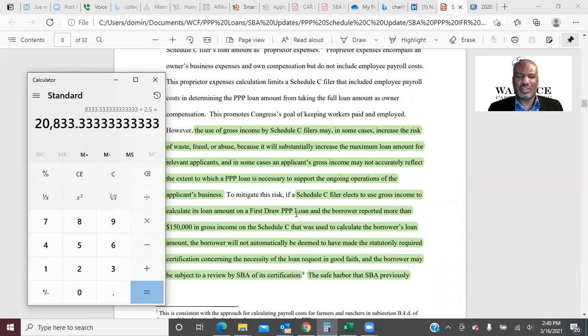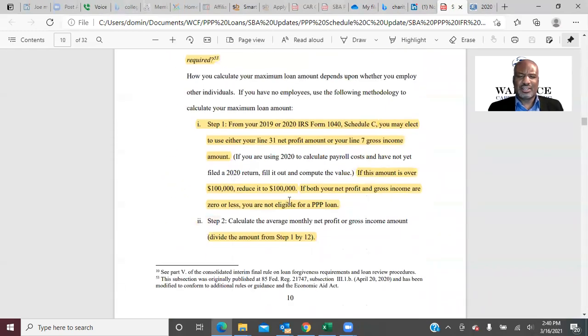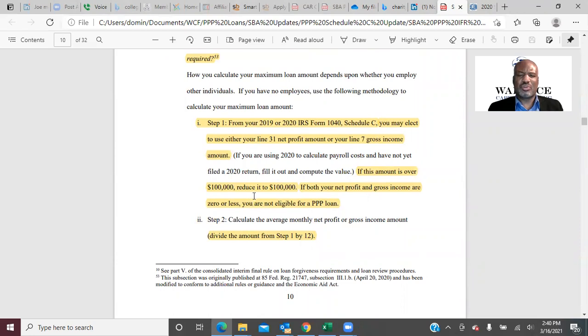150,000. If the borrower reported more than 150,000 in gross Schedule C income that was used to calculate the borrower's loan amount, the borrower will not automatically be deemed to have made the statutory required certification concerning the necessity of the loan. So in essence, when I read this, it's basically saying that if you report more than 100,000, you're not going to be able to qualify for more than the $100,000 level per person. All right, hopefully that helps.